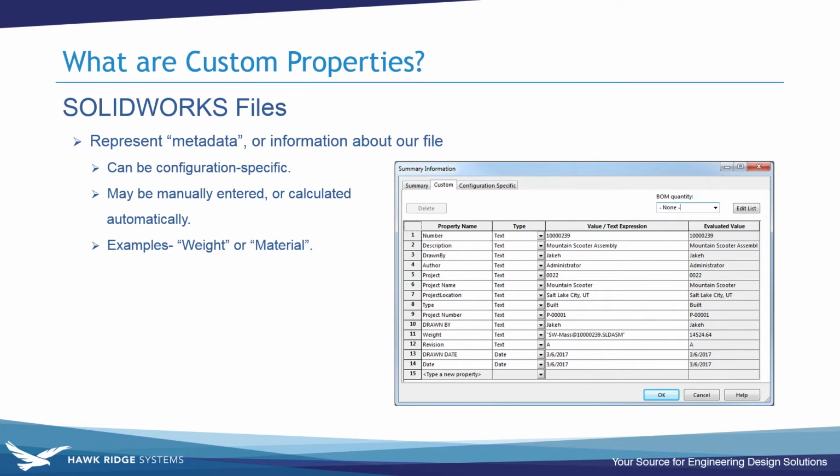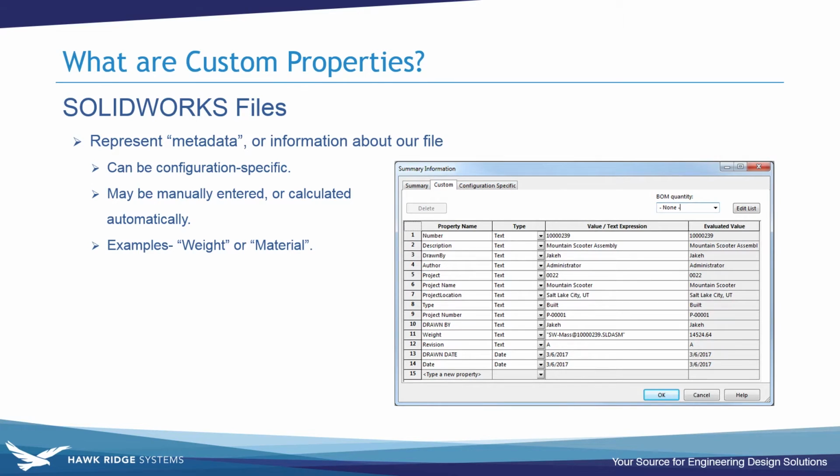But some examples like weight or material, I have a weight custom property here being calculated in the file by this SW-mass built-in property within SOLIDWORKS. So I'm not writing that in every time. It calculates that and evaluates it. In this case, it's 14,000 kilograms. And then same thing for material. In this case, I don't have a material, but if you were to add a material custom property, you could have that generated automatically as well.